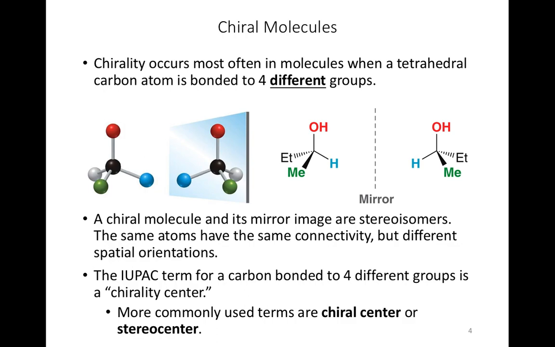Now, if we have a large complex molecule, it can be very difficult to tell just by looking at it whether it's chiral or achiral. Thankfully, we have an easy way to tell. Chirality occurs most often in molecules that have a tetrahedral carbon that is bonded to four different groups, right? So this carbon is attached to a red, a blue, a green, and a white atom, right? And so it's connected to four different groups. And so when we take its mirror image, they are not identical to one another.